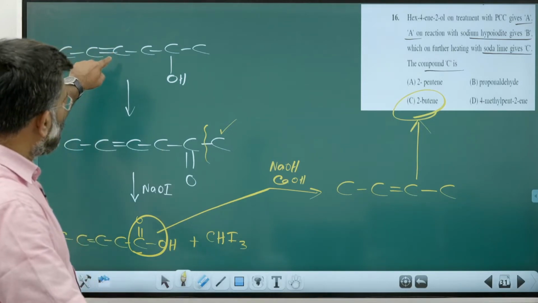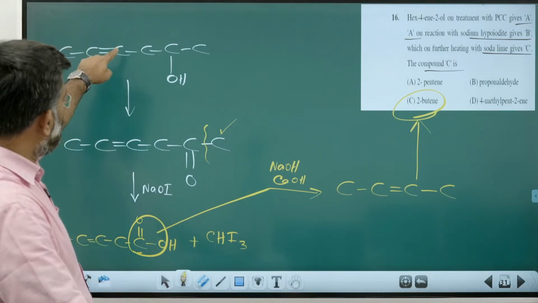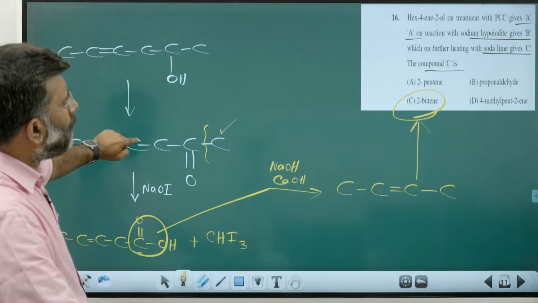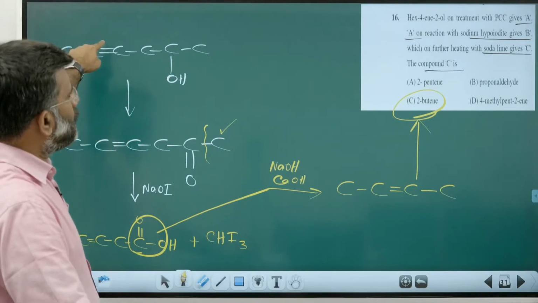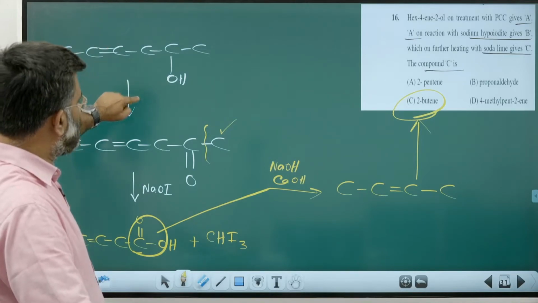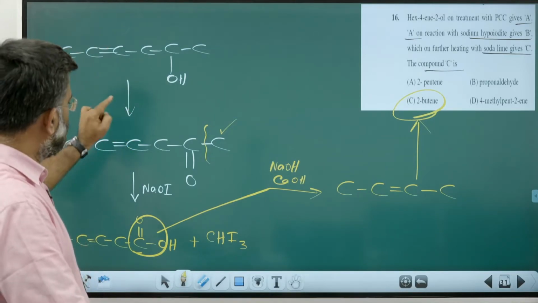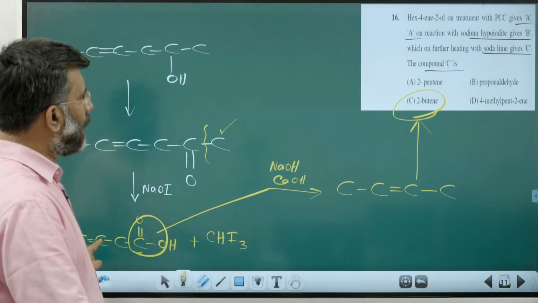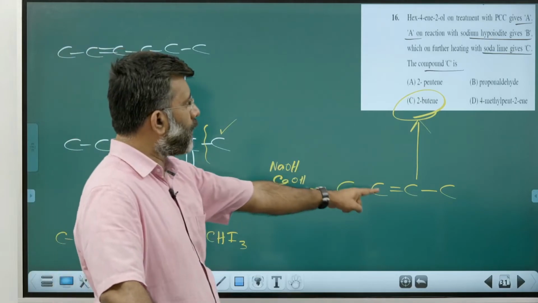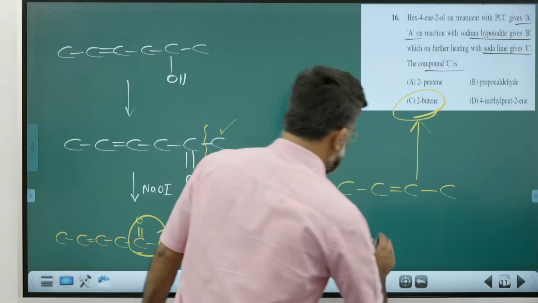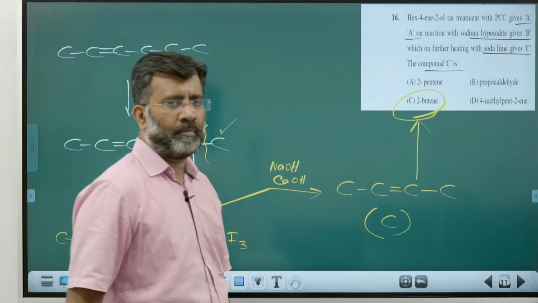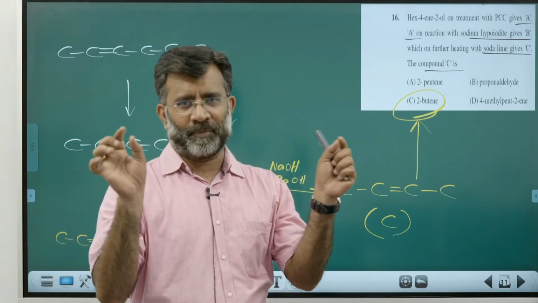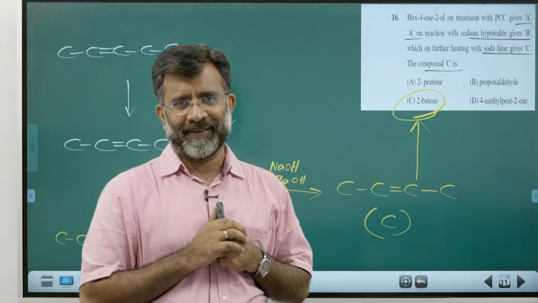Let me repeat. This is the given compound. This is the compound which, when treated with PCC, gives A. This is A. It undergoes the iodoform reaction and you get this and this. This is B, and with soda lime you get C, the product we are talking about, butene. I have simply written the skeleton. Hope you understood. Okay, next.